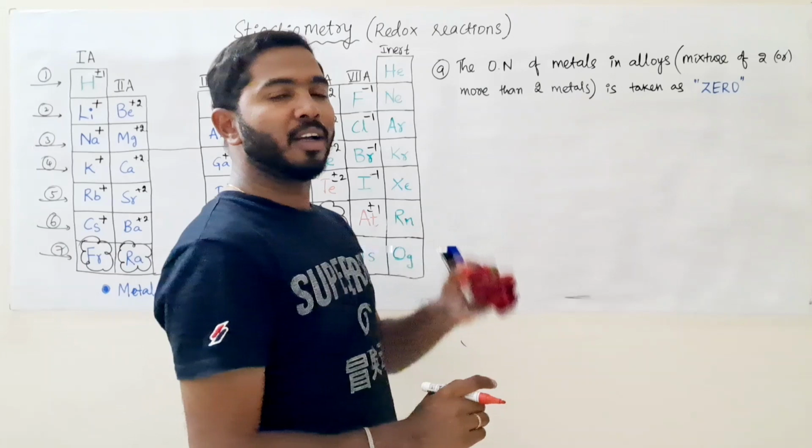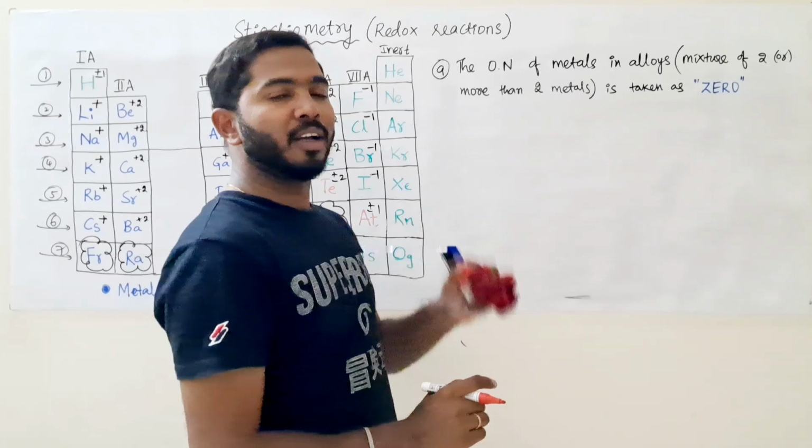Next, the oxidation number of metals in amalgams is taken as 0. And now, what are amalgams? Actually, amalgams are a class of alloys in which one of the metals is mercury. If in an alloy one of the metals is mercury, then we can call that alloy an amalgam. So, in the case of amalgams, the oxidation number of metals is taken as 0.